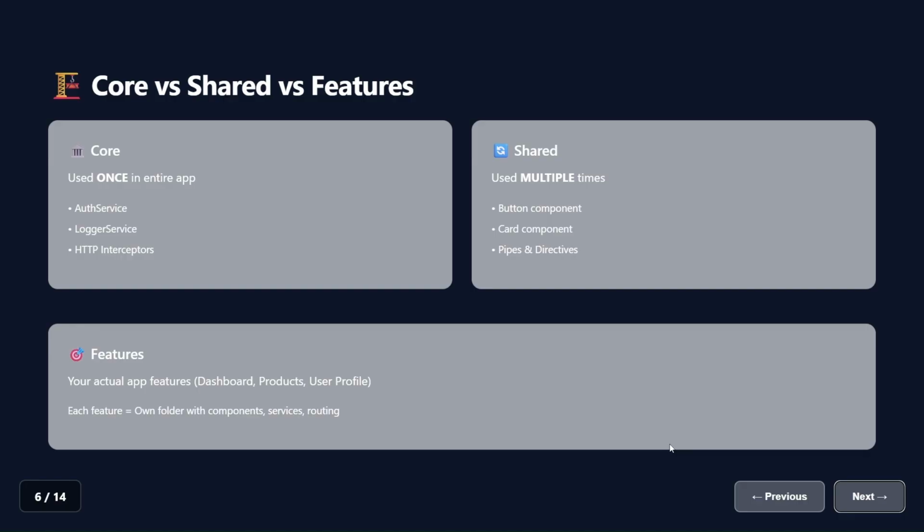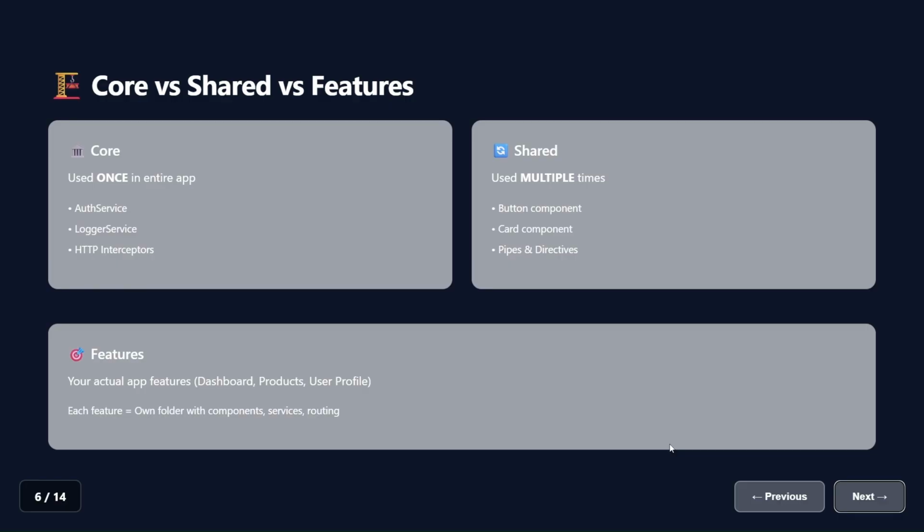Then next one is the shared folder. This has the things used multiple times across different features, like reusable components, pipes, and directives. Think of shared as your toolkit that you use everywhere. For instance, a button component, card component, pipes, and directives which you use in projects.